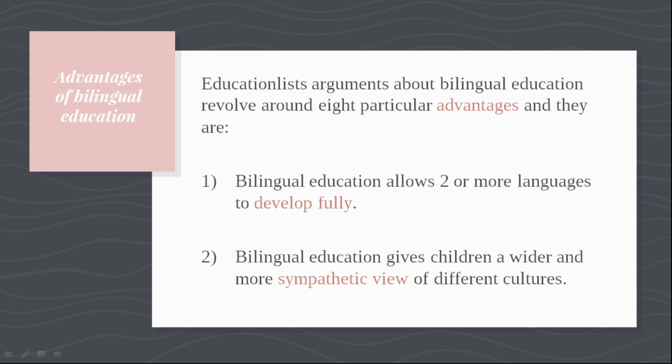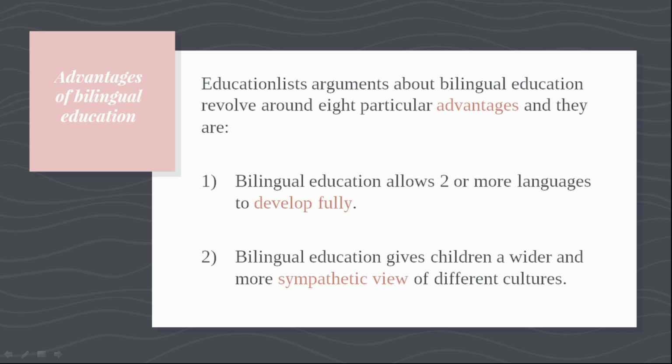1. Bilingual education allows two or more languages to develop fully. Instead of engaging in two second language learning, both or sometimes three languages are well developed, and this will allow children to engage in wider communications.